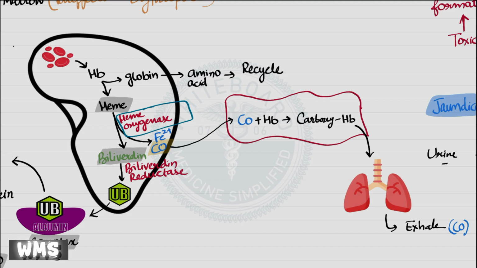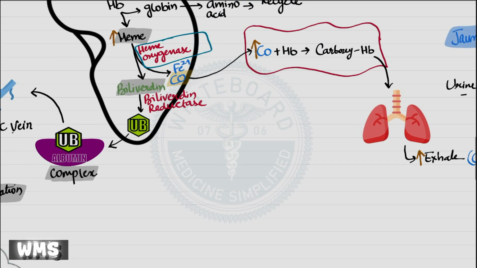So in hemolytic anemia, there is increased destruction of RBCs, resulting in increased heme release, and consequently, there is increased production of carbon monoxide. So exhaled carbon monoxide level directly correlates with the degree of hemolysis. The more the hemolysis, the more the production of carbon monoxide.